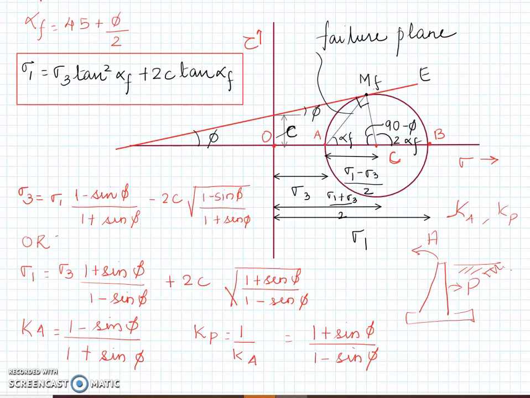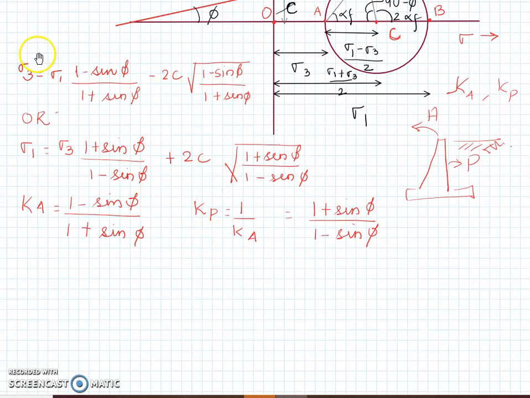Okay. Now, if I substitute this in these two equations, sigma 3 and sigma 1, what would I get? Sigma 3, I am substituting the value of Ka in this equation. So this sigma 3 can be written as sigma 1 into Ka minus 2c under root of Ka. Understood? Okay. So now we will solve a problem.